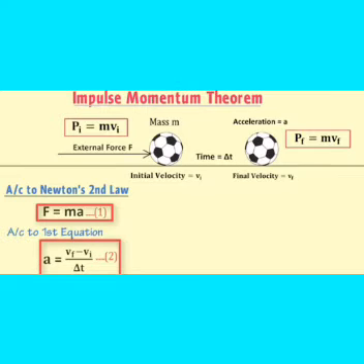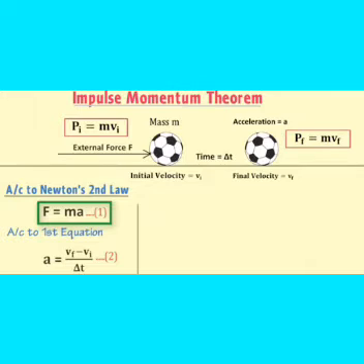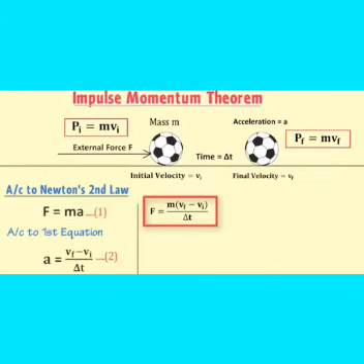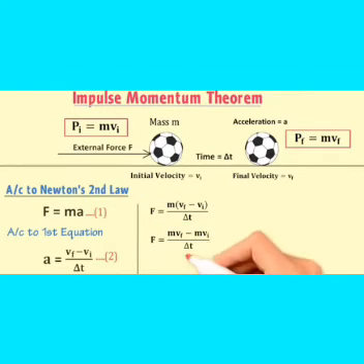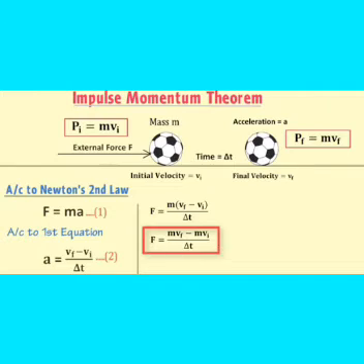Now look at equation number 1 and equation number 2. We are putting the value of acceleration a from equation number 2 into equation number 1. Thus we get F is equal to m into vf minus vi divided by change in time, or F is equal to mvf minus mvi divided by change in time. Here mvf is the final momentum of the football, while mvi is the initial momentum of the football.